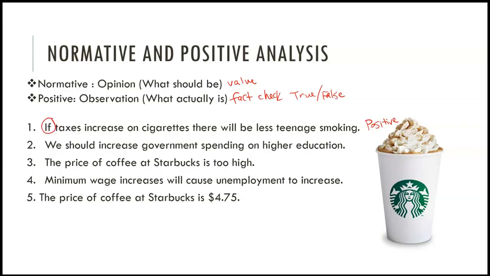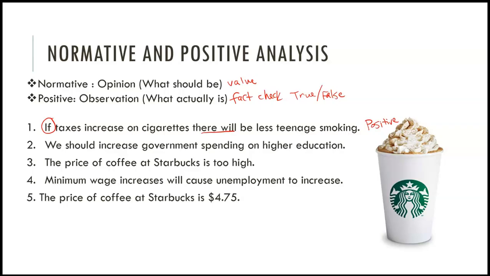This is an if-then statement, right? It's predicting something that's going to happen in the future. That does not make it normative analysis. It's not an opinion just because it hasn't happened yet. It is something that we can check. It is something that can be a true or false statement.